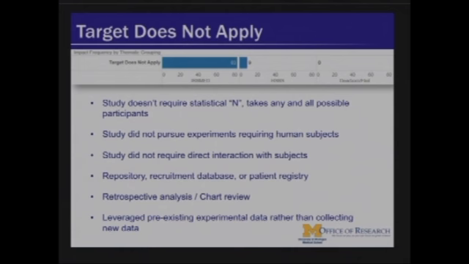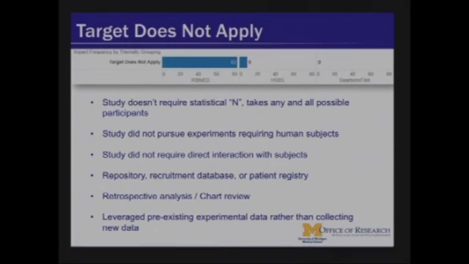The study could have been a repository, recruitment database, or a patient registry. It was a retrospective analysis or chart review, and these are the various different reasons that the target enrollment or the statistical N did not apply. So those skewed our results a little bit.